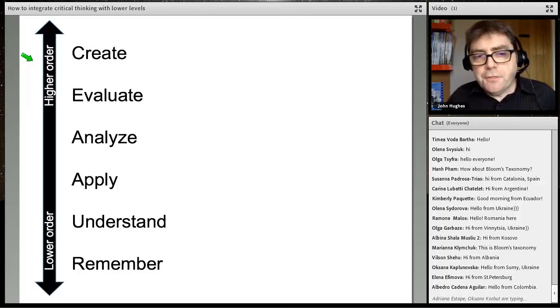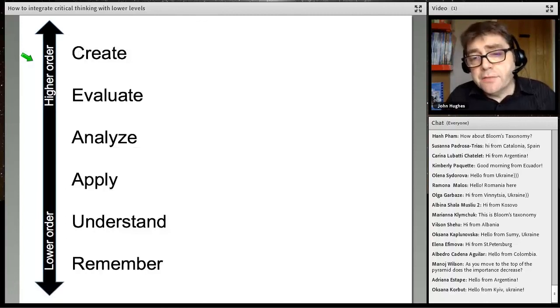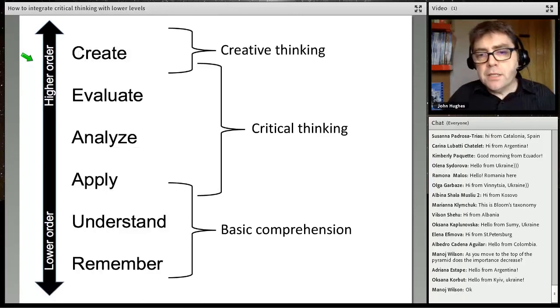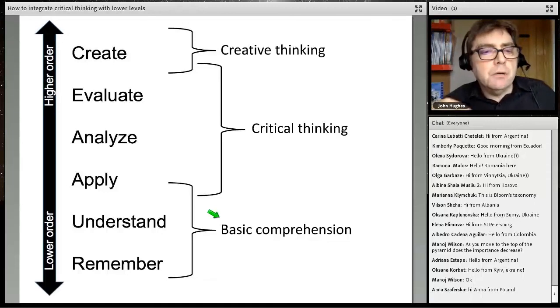In terms of critical thinking, it's useful to look at... Manoy said, as you move to the top of the pyramid, does the importance decrease? No, I think the importance is equal. I think it's as important to have remembering and understanding as it is to have creativity. If we look at this in terms of critical thinking, we can see Bloom's taxonomy like this: the lower order thinking generally is connected with basic comprehension. So it might be learning new vocabulary and understanding and applying that vocabulary, okay?